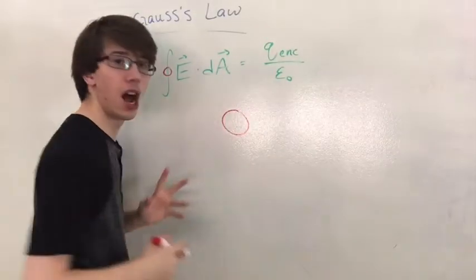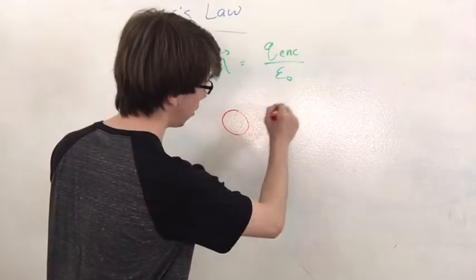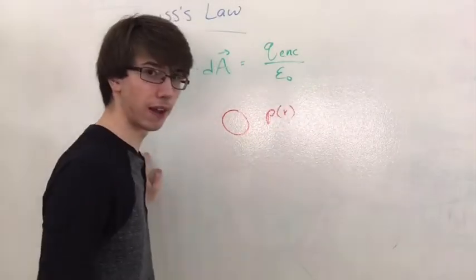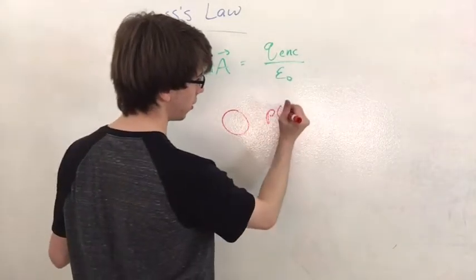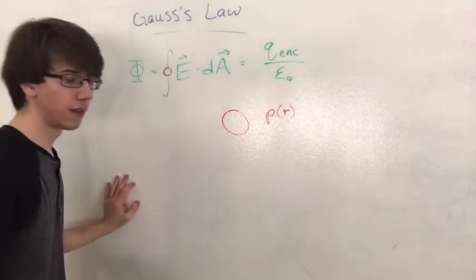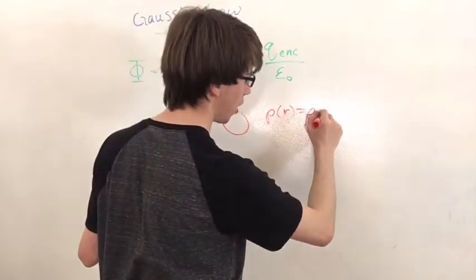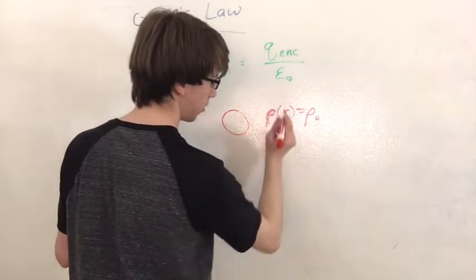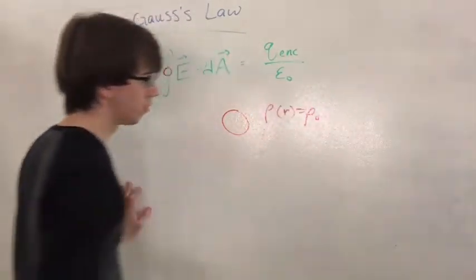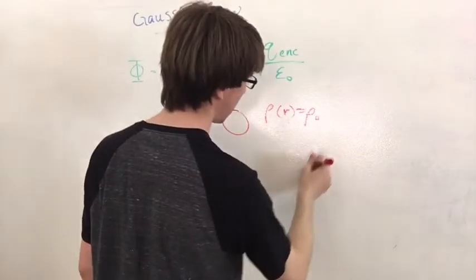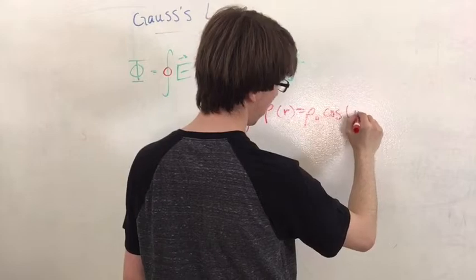A sphere of non-uniform volume density rho of r, so it's related to the radius of our Gaussian surface, is equal to rho naught times cosine pi r.